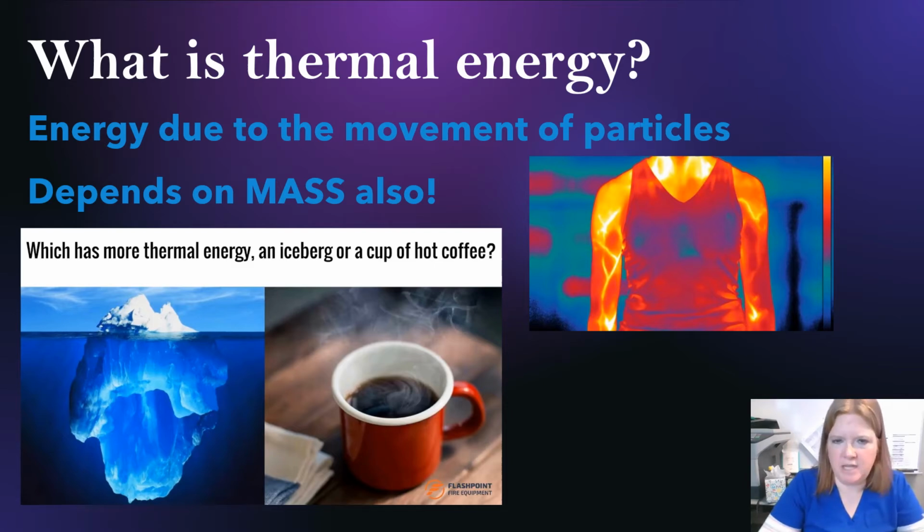Thermal energy is energy that has to do with the movement of particles. So we can see thermal energy with specific kinds of lenses. But an important thing about thermal energy, it depends on mass also. So if we talk about comparing an iceberg, which is very massive, very large, and a cup of hot coffee, at first glance, you might say that the hot coffee has more thermal energy because its temperature is higher. But because there are so many more particles in the iceberg, and those particles are still moving, the iceberg is going to have more thermal energy.